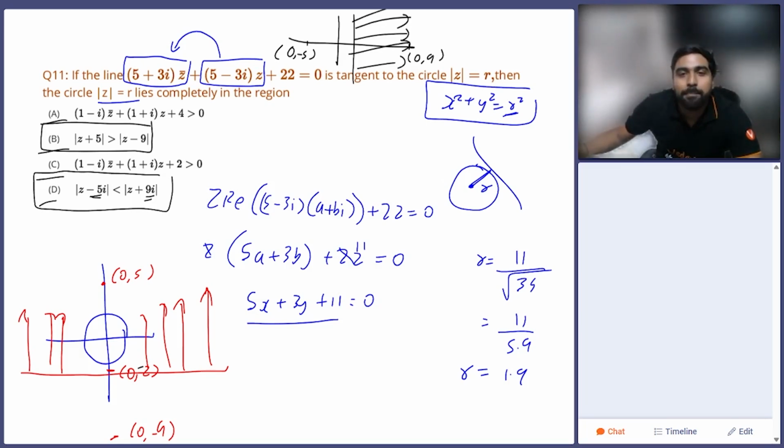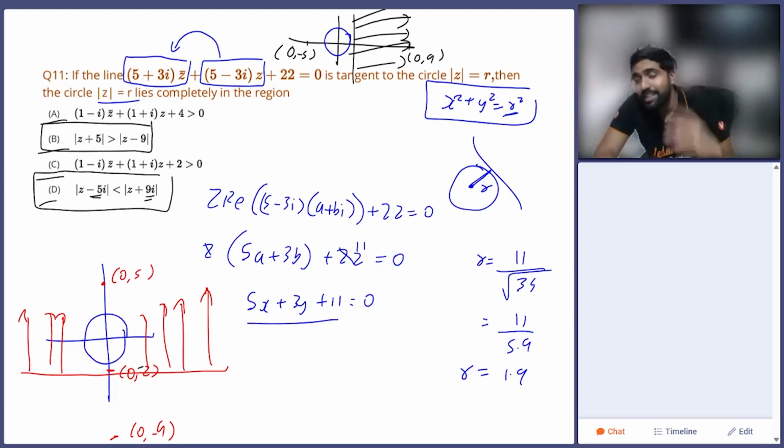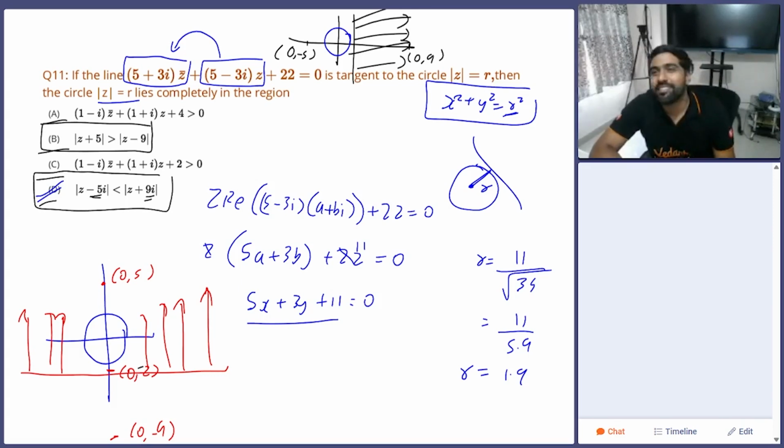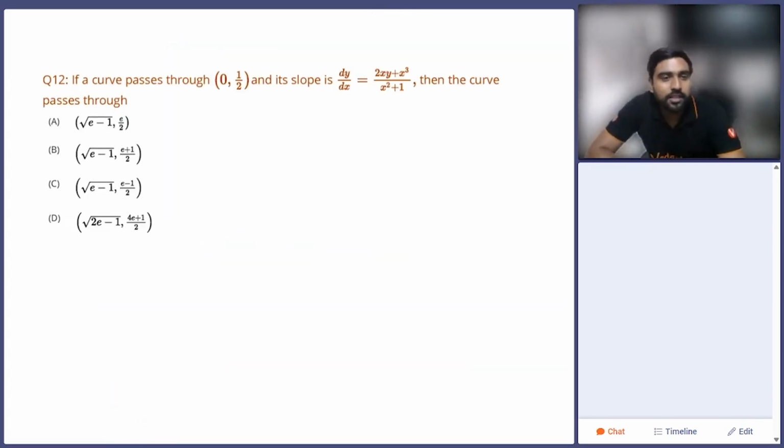This is going to completely ignore your circle, so it does not come in the region. Similarly, you can check the other options as well. They're not going to satisfy. The only option where the entire region is covered is option B. Okay, everyone? Hope the idea is clear. Let's move on and have a look at the next one.